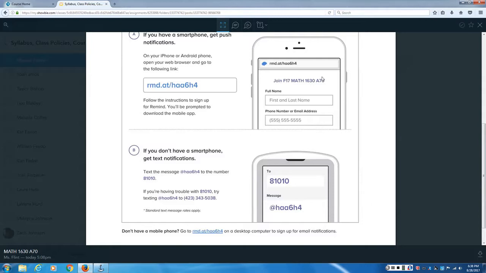Please put your real name, the first and last name, and then you put in either an email address, which I don't recommend unless you check your email 75 times a day, or your phone number. If you put in your phone number, I'm not going to call you. That's not what this does. It sends you a text message.